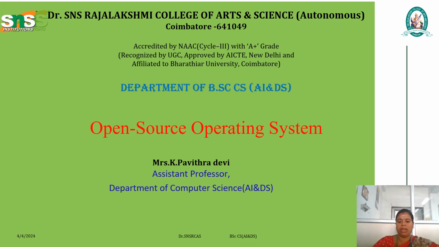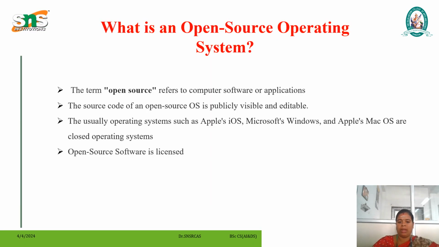Now I am going to take the class about open source operating system. What is an open source operating system? The term operating system refers to computer software or application where the owners or copyright holders enable the user or third parties to use and edit the product source code. The source code of an open source OS is publicly visible and editable.